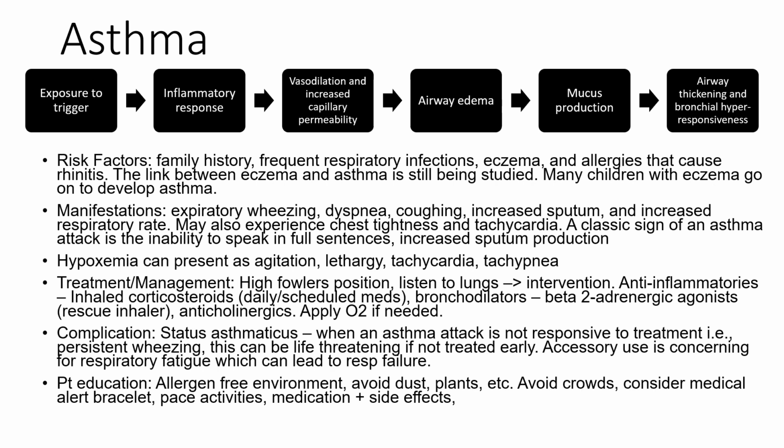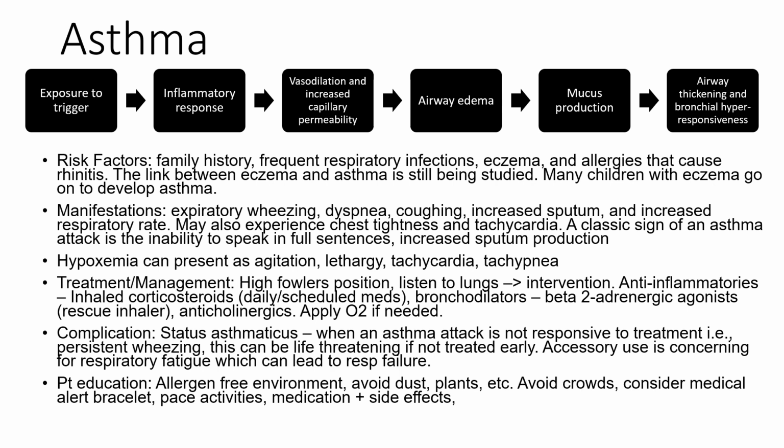So basically these patients have exposure to a trigger that causes an inflammatory response. The immune response causes a release of inflammatory mediators, which then cause vasodilation and increased capillary permeability. Edema of the airway occurs, and then there's an increased production of mucus. The mucus causes a thickening of airways with bronchial hyperresponsiveness. Then there's a release of histamine, which also causes constriction and spasm of the smooth muscle, causing bronchospasms. So bronchospasm plus mucus production plus edema produce airway obstruction.